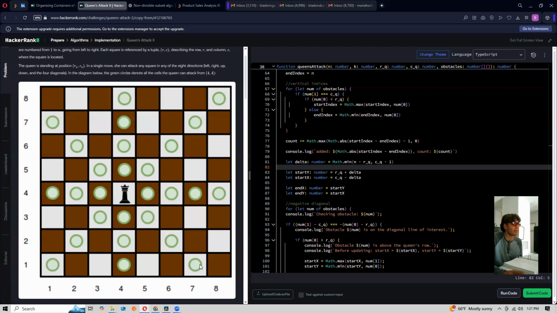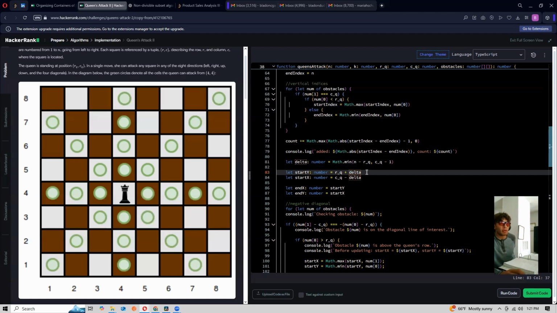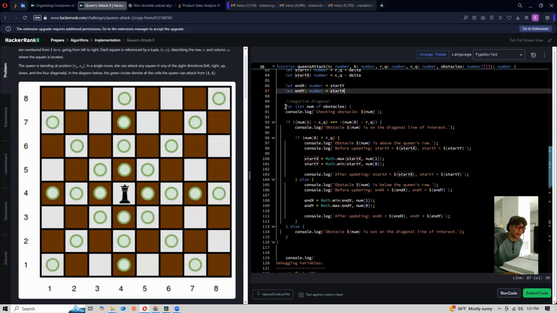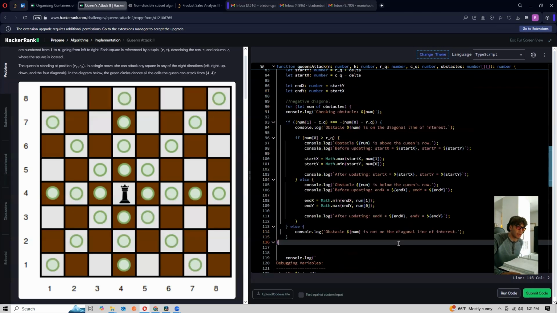I don't feel like going through the math to prove it to you guys, but this rule holds up: no matter where your start index is, if you're considering a negative diagonal, it'll always be that the inverse is your end index. So basically, we set the end x to our start y, our end y to our start x. Bam, done. And then we consider the diagonals' obstacles. We leverage the properties of diagonals here to find which obstacles lay on a diagonal.